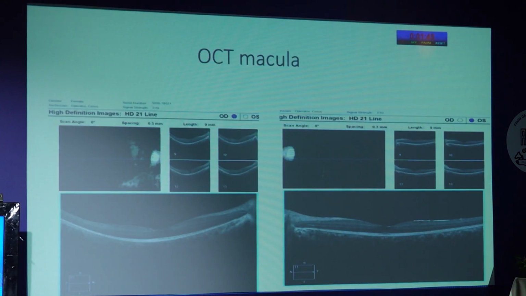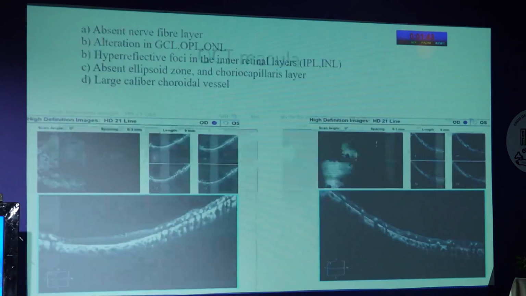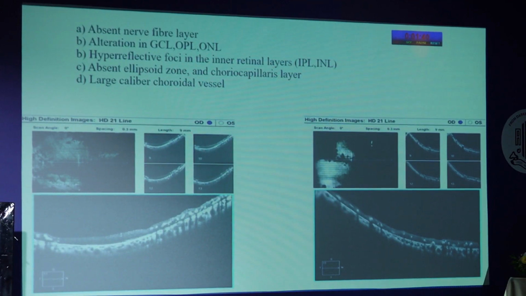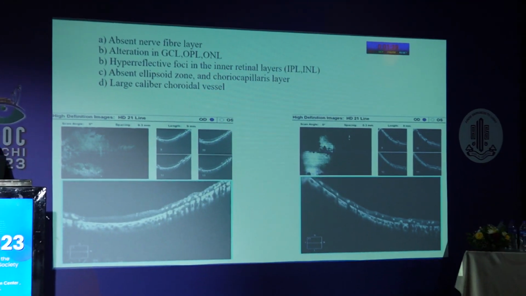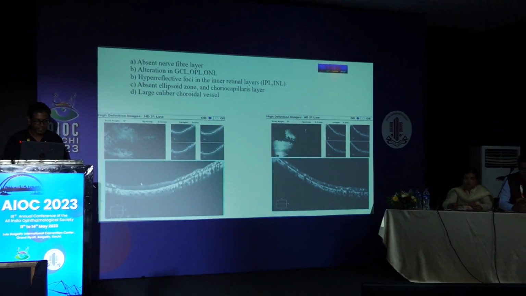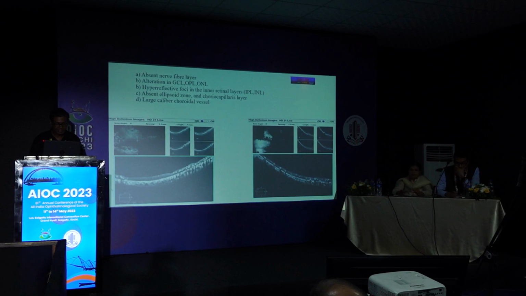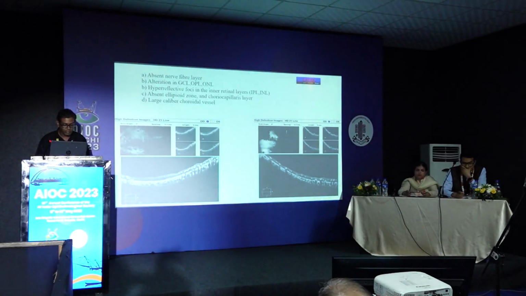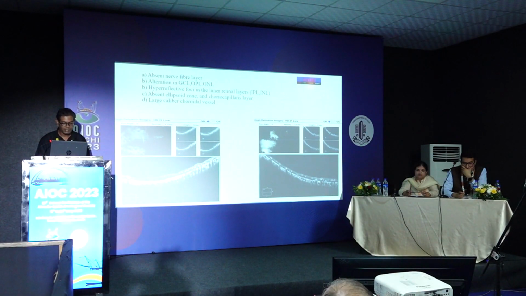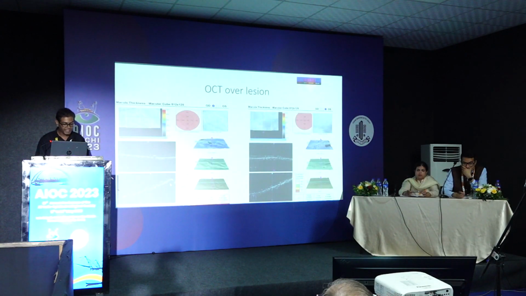OCT macula was normal. Inner retinal layers and outer retinal layers were intact. This was the OCT we took over the lesions, which shows absence of the nerve fiber layer, alteration at the ganglion cell layer. Hyperreflective foci were seen mostly in the inner retinal layers. Absence of the ellipsoid zone, RPE atrophy, and absence of the choriocapillary layer. The OCT over another lesion shows the same findings.